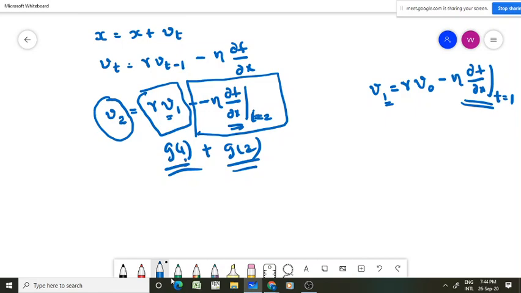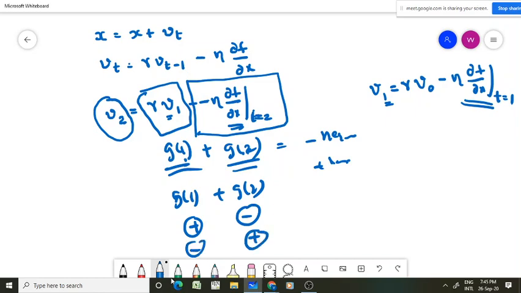Suppose both are negative, then your V2 will be a large negative value. If both are positive, then it is a large positive. That means if both slopes are negative, or both slopes are positive, then you can take the high step length. But if one is positive and another is negative, then what happened? The addition will decrease. When you add one positive and one negative number, the net amount decreases, right? That means in that case, your step length will decrease.